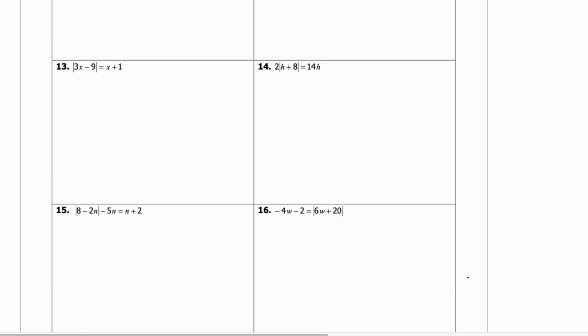Let's look at number 14. Well, first step first, like I said, we need to isolate our absolute value symbol. So we're going to divide both sides by 2 to get this 2 canceled out. I'm going to rewrite our problem. So we have the absolute value of h plus 8 equals now 7 times h.